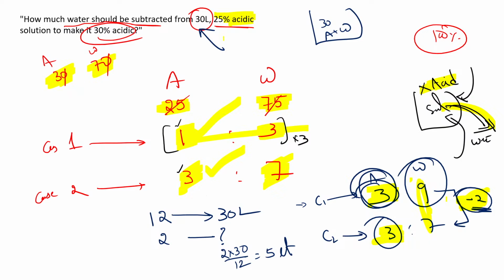But I don't want my answer in terms of units, I want it in terms of liters. That's why I want to convert my ratio into the original problem. For that, my problem's total solution is how much? This is 3 and this is 9, so 12. But the original problem's total solution is 30. I am removing 2 in my problem. Then what will happen in the original problem? Simply do the cross multiplication. You will get the removed value as 5 liters. In units it is 2, but in the original problem it is 5 liters.